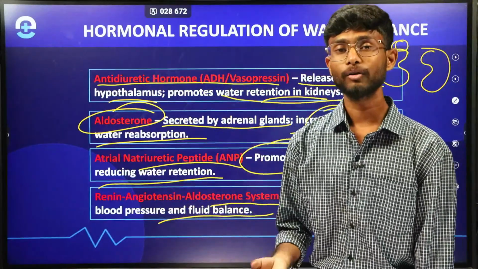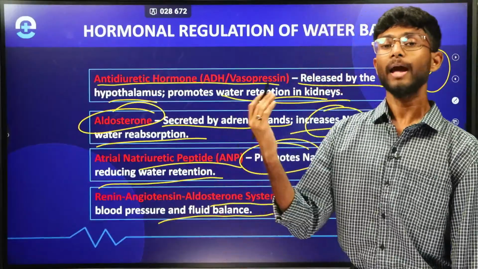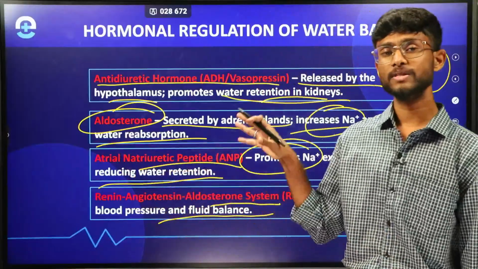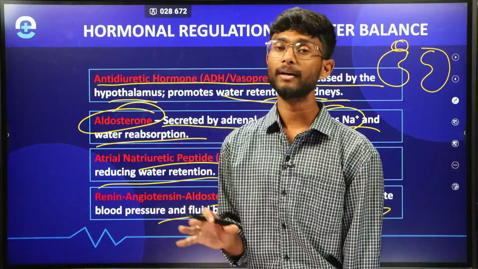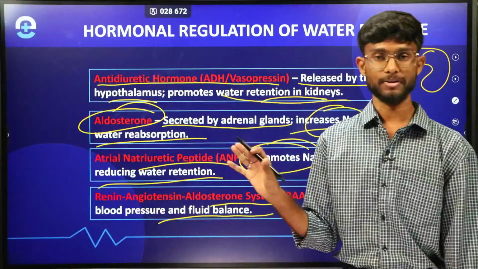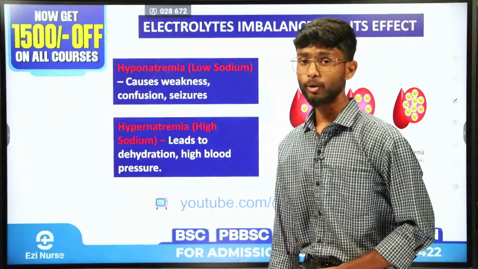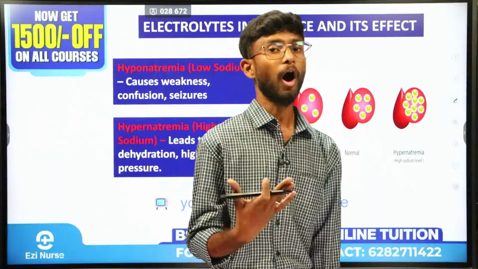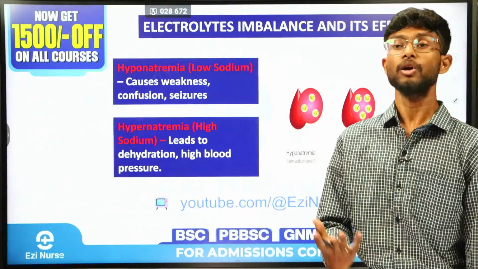Atrial natriuretic peptide hormone and renin angiotensin aldosterone hormone. These are the hormones responsible for maintaining the electrolytes and also the water fluid balance. Okay, next, if these electrolytes don't work properly, if they get high or low, what happens? What are the disorders you will get?